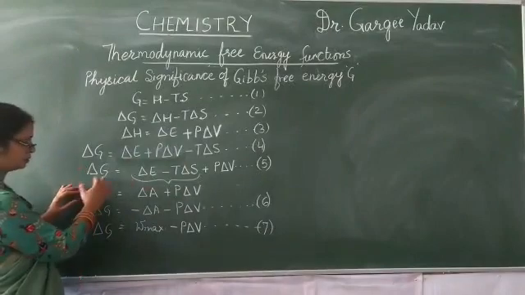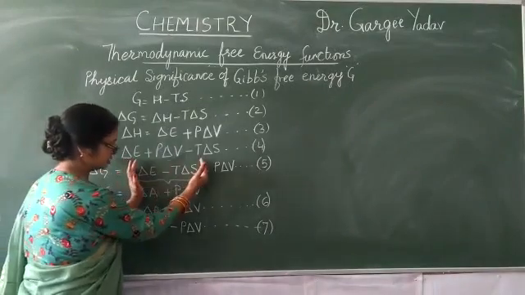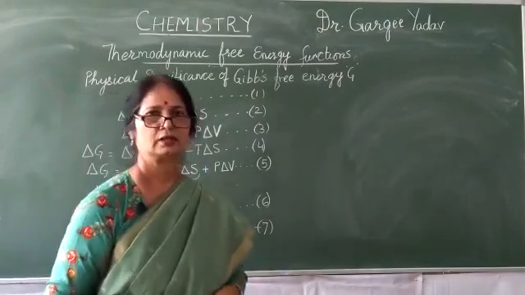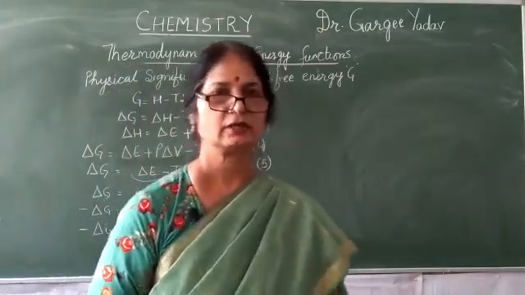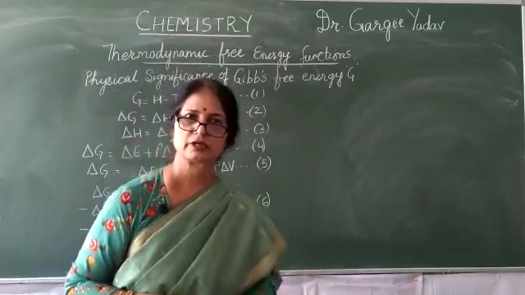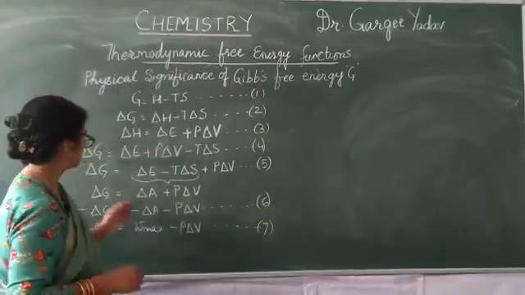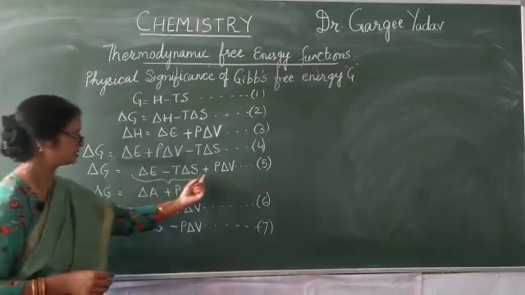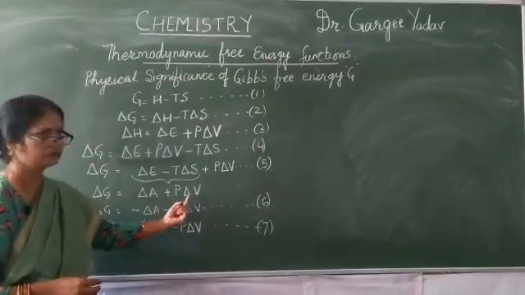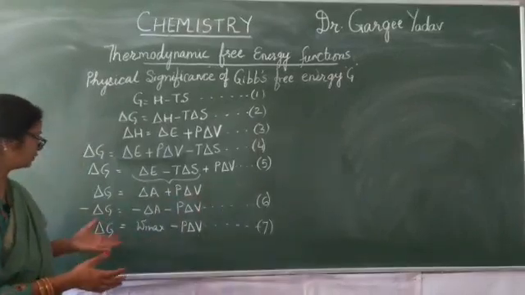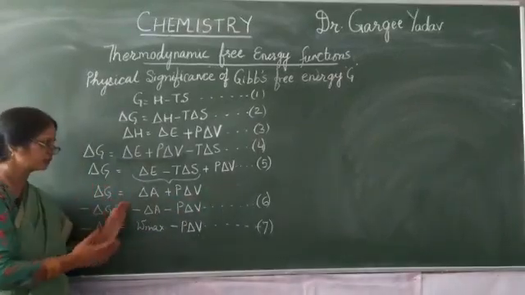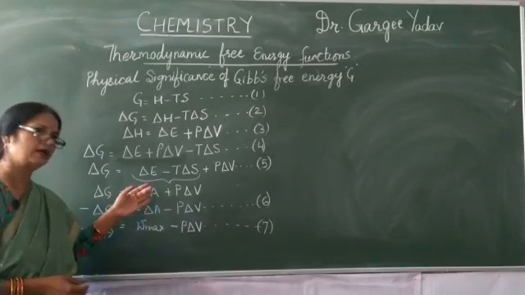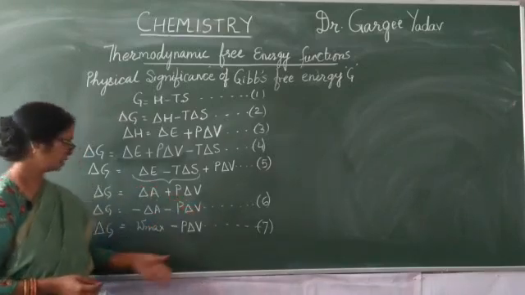So ΔG will be equal to, now this ΔE minus TΔS, we have just now studied that it is the work function, the Helmholtz free energy, which is denoted by ΔA. So ΔG will be equal to ΔA plus PΔV, and here we have the PΔV. So what we have, the change in free energy is the sum of ΔA, the change in the Helmholtz free energy, and the work done PΔV.